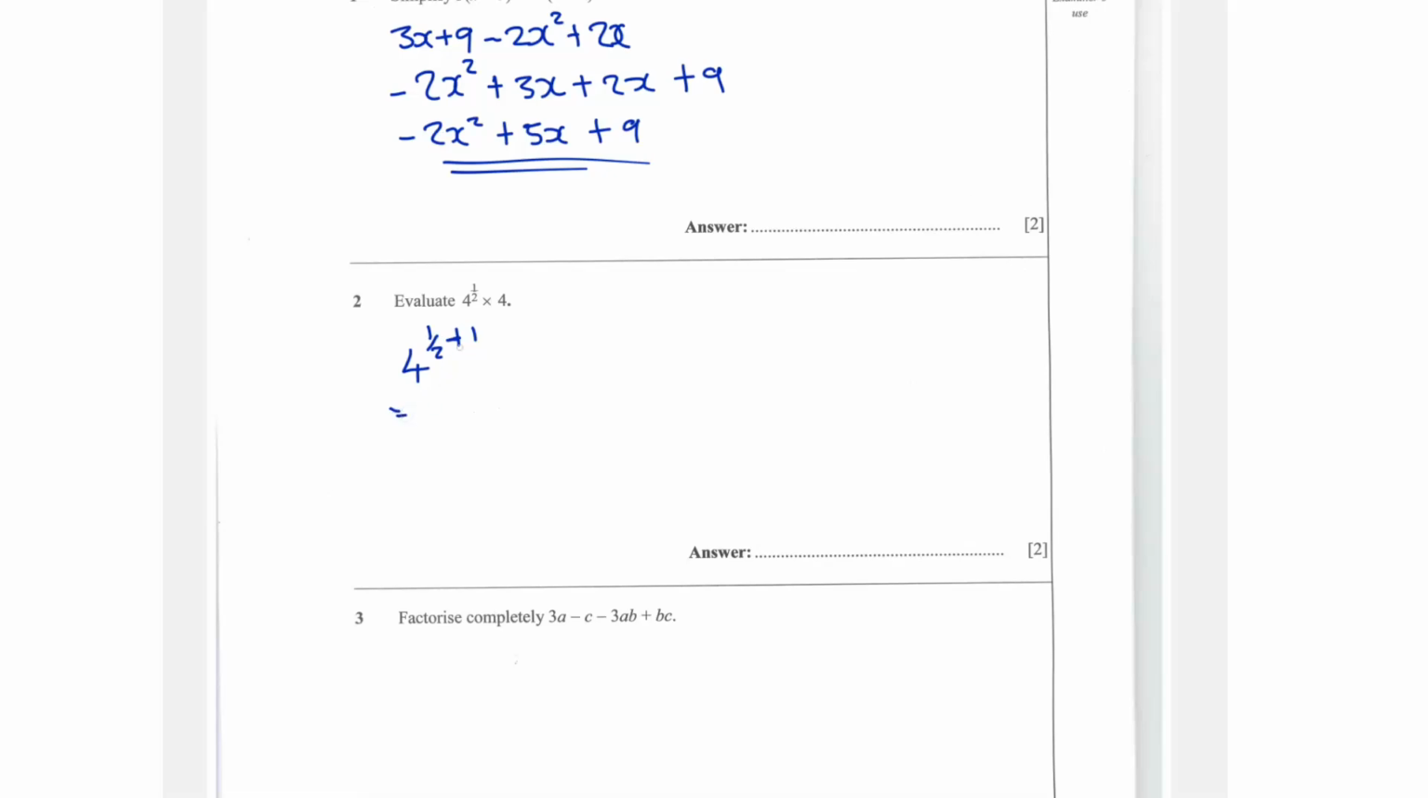Let's add the powers. So half plus 1, what you get is 4 to the power 3 over 2. This expression, 4 to the power 3 over 2, means that you have the square root of 4, and then this square root of 4 is to the power 3. So what is the square root of 4? The square root of 4 is just 2, and then to the power 3. 2 to the power 3, what you get is 8. And you are done.